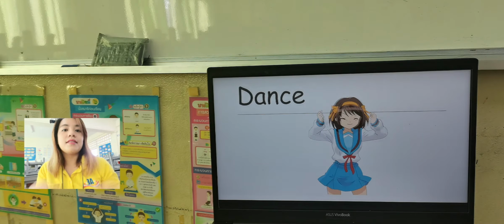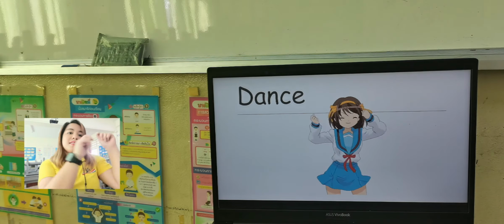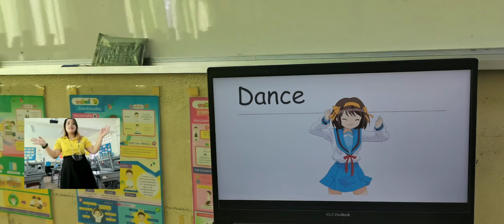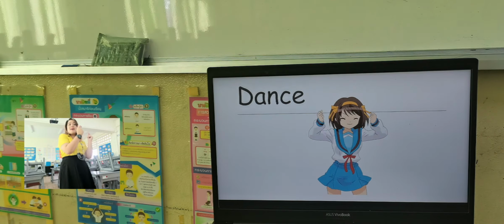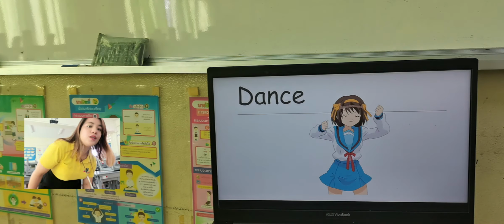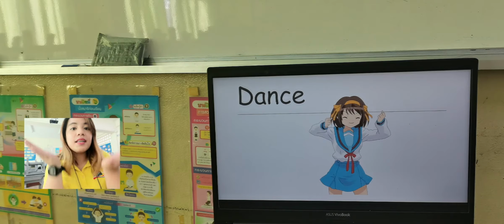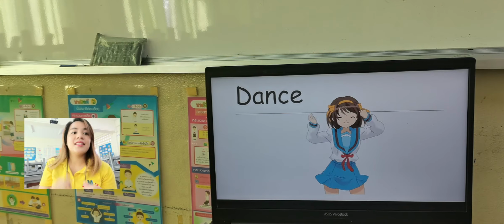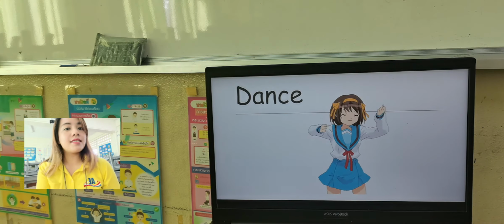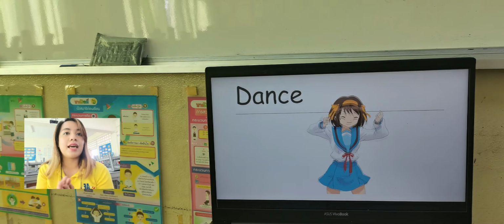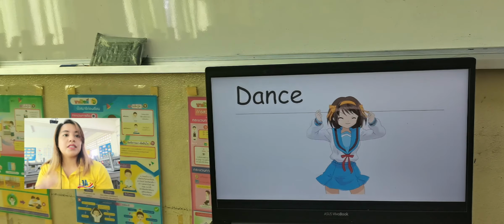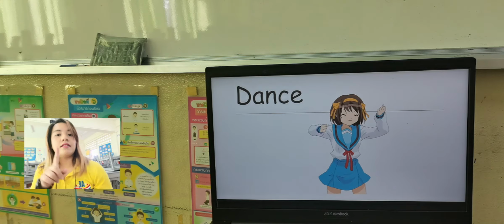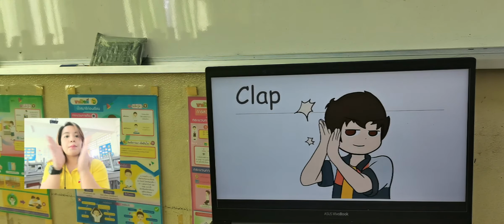How are you going to dance? Dance, dance, dance. Oh, stand up and dance. Stand up and dance, dance, dance. That's how you're going to dance. Everybody, can you stand up? Stand up and dance, dance, dance. Look at the little girl. She is dancing. Can everybody say dance? Dance. Very good. And next one is clap.